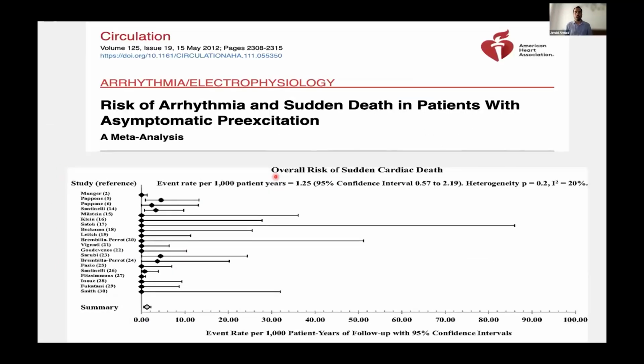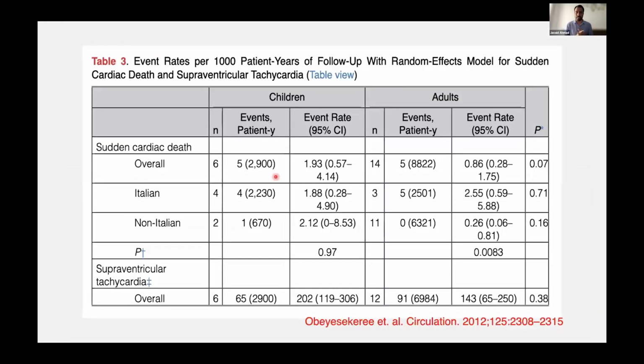So how much exactly is the risk of sudden cardiac death in patients with asymptomatic WPW? This was one large meta-analysis which looked at all the data about sudden cardiac death reported in prospective studies. Unfortunately, all of them are just observational studies. This was published in 2012. 32 studies were picked up for inclusion in this meta-analysis. What they found was that there were 20 sudden cardiac death events, and as you can see, 6 were in children and 14 were in adults.